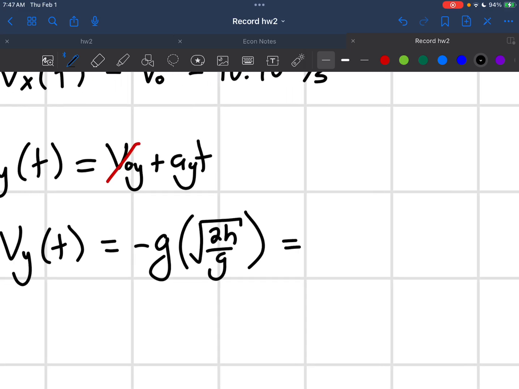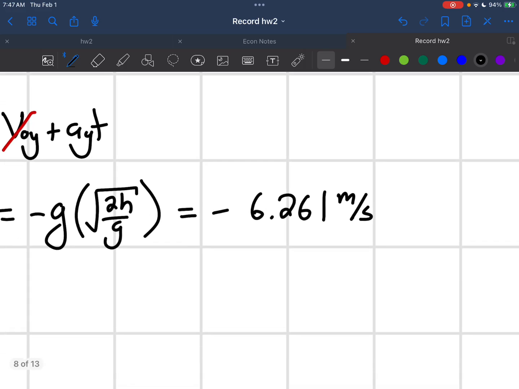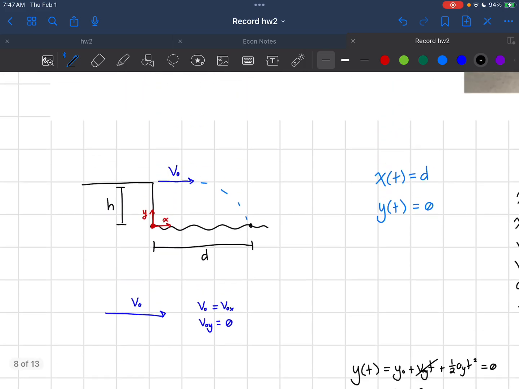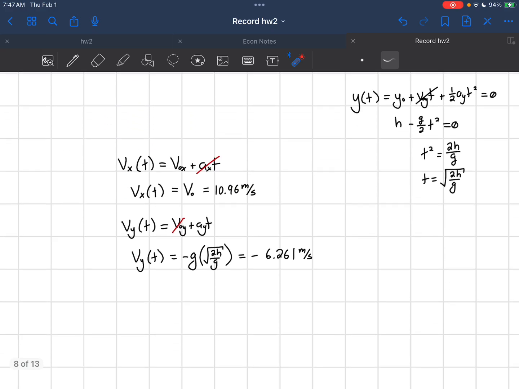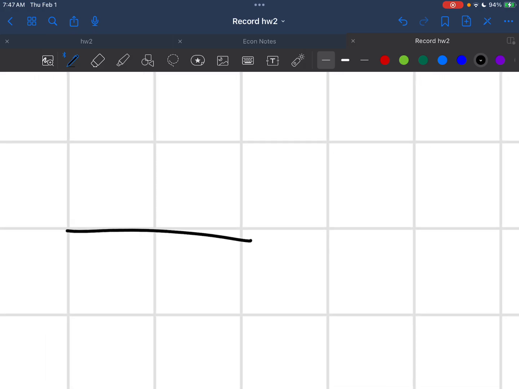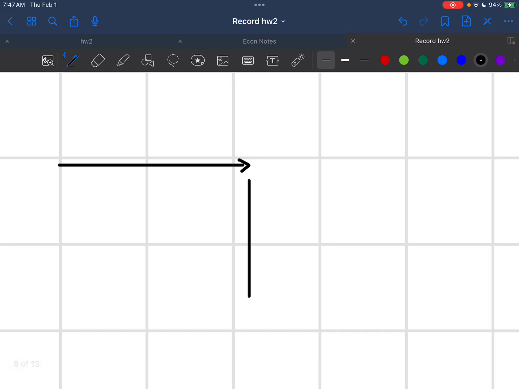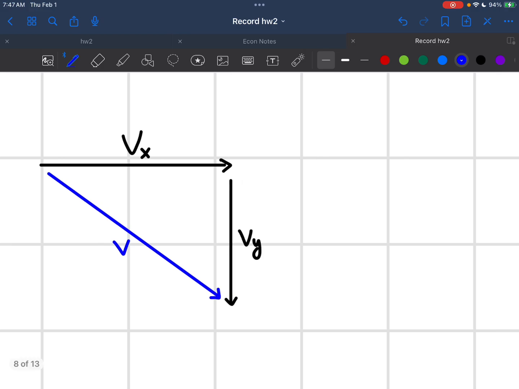That was our 10.96 meters per second. And then I have to plug in all of this. Now this negative g out in front will give me that this is a negative 6.261 meters per second. And all that tells me is, because I said up was positive, that my y velocity is going down. So when I draw my vector, I have a positive x velocity and a negative y velocity. Vx, Vy, and my resultant going down this way is V.